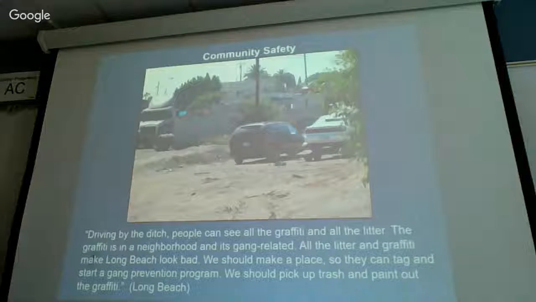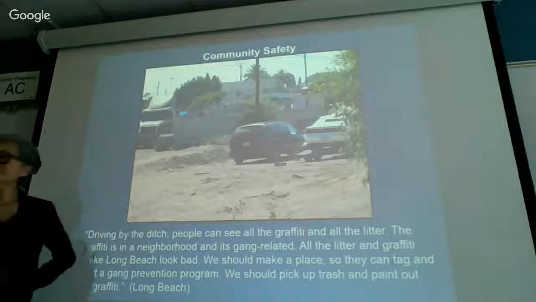Yes, thank you. Driving by the ditch, people can see all the graffiti and all the litter. The graffiti is in a neighborhood and it is gang-related. All the litter and graffiti make Long Beach look bad. We should make a place so they can tag and start a gang prevention program. We should pick up trash and paint out the graffiti. Okay, so does this actually have anything directly to do with smoking?